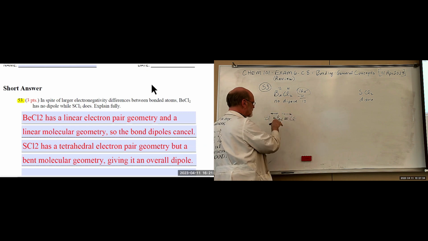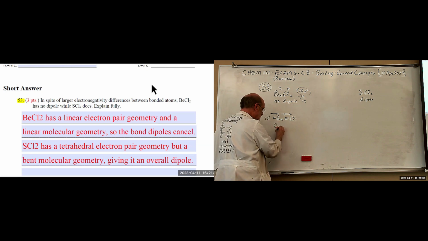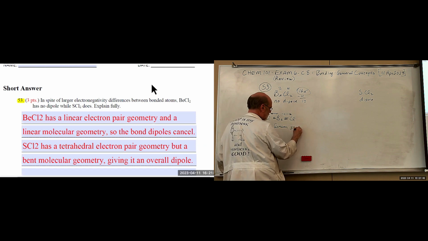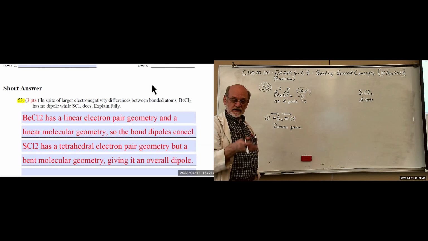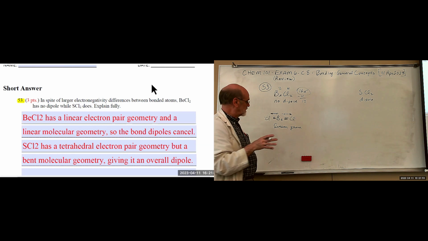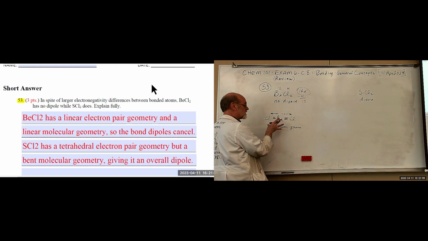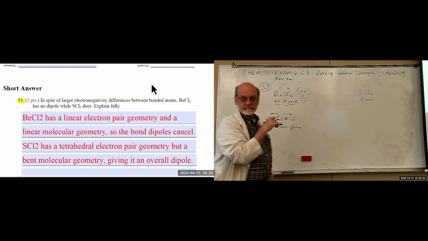But it's equal and opposite, right? 2 groups means linear geometry. And since there are no lone pairs, the electronic geometry and the molecular geometry are the same. So this is a linear molecule with polar bonds, but they're opposite and equal, so they cancel. That's why we have no dipole for that.